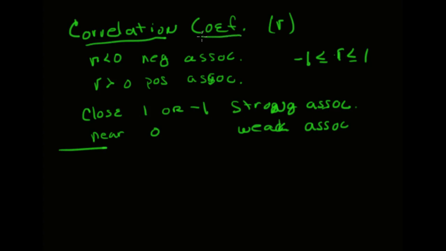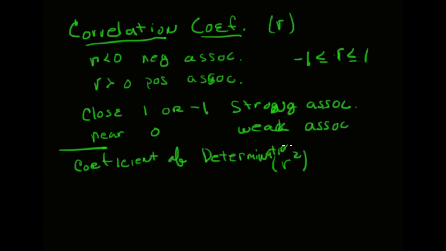All right, so it happens that if I take the square of that value, r squared, I get what we call the coefficient of determination. The coefficient of determination specifically applies to this line: y hat is equal to b0 plus b1 times x.